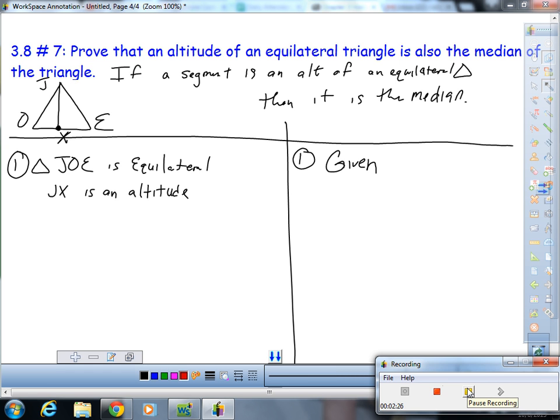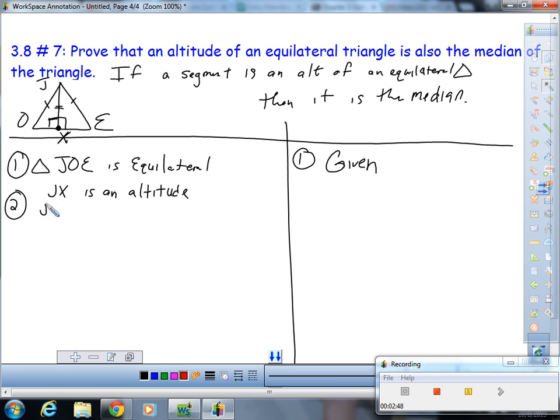Jenny Lou, how am I going to show that JX is a median? I got to prove that OX is congruent to XE. Well, how do you think I'm going to do that, class? We got that, right? We got that. We got that. Now I know what the HL was supposed to do. Get it? Get it? All right, here we go.